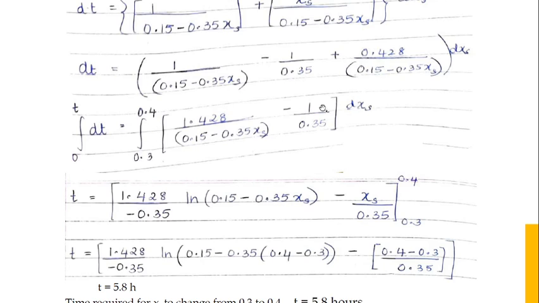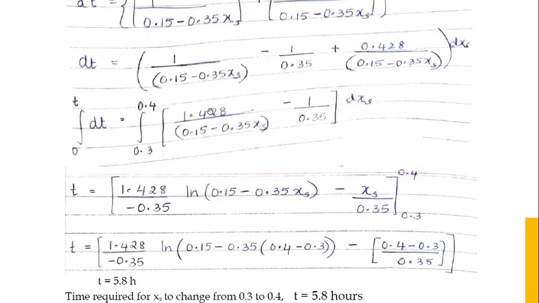Now we'll have to integrate this particular equation. How do we integrate? This particular equation, 1.428 divided, it is ln of, it's as good as 1 by a minus bx, right? How do we integrate it? It is minus 1 by b ln of a minus bx, right? So 1.428 is a constant that remains there, so minus 0.35. So let me repeat it.